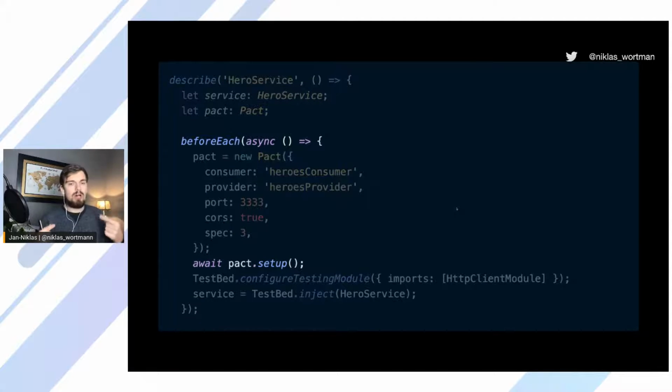Afterwards, we're calling pact.setup. Pact setup will then spin up the node server in the background so that we can communicate with it and perform actual HTTP requests. This returns a promise. I could wrap this with then, etc., but it's also fine to use async await here.